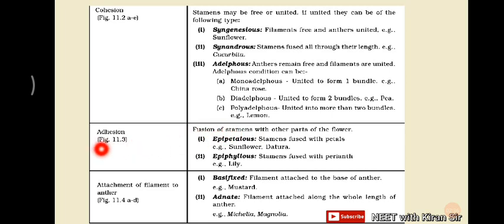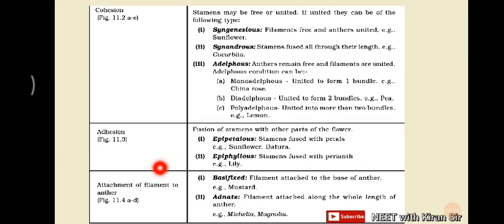Then the second one, we'll go with adhesion. Adhesion is a fusion between dissimilar parts, for example leaf and stem, or petal and sepal, or anther and petal, meaning different parts are fused. The first one we call epipetalous. Epi means above, petalous means petal. If the stamens are attached above the petal, they are called epipetalous. If the stamens or filaments are attached to the tepals, that is called epiphyllous or epitepalous.